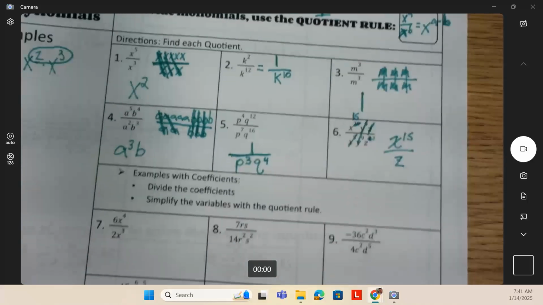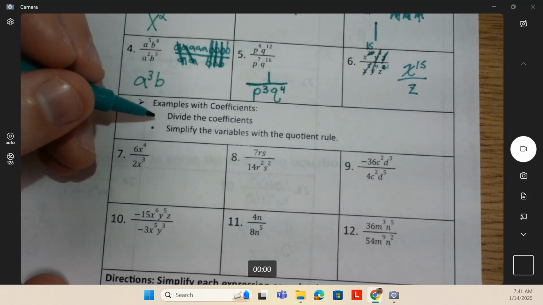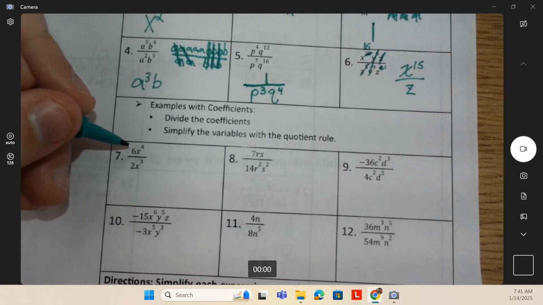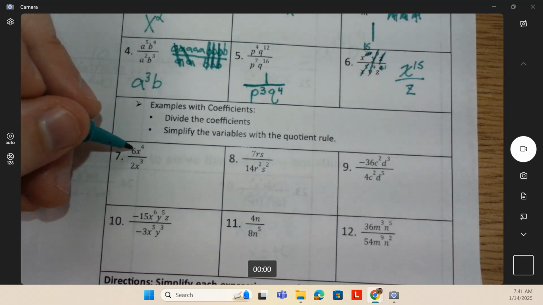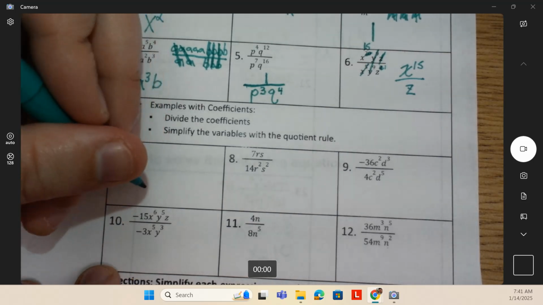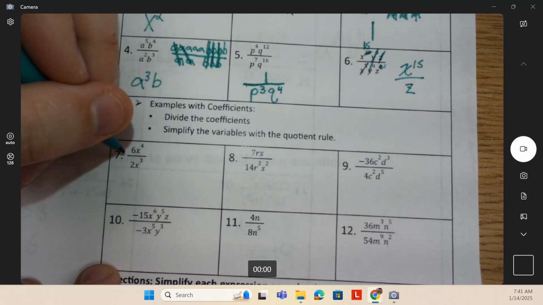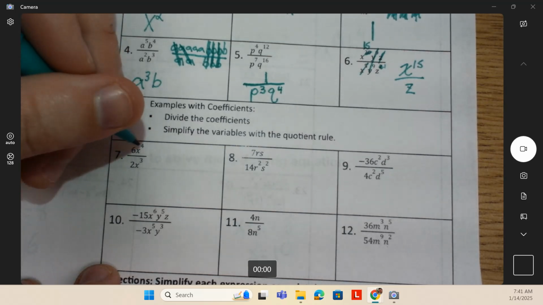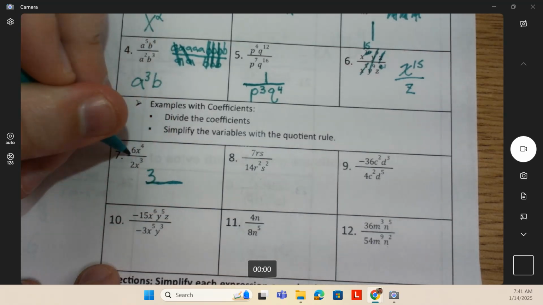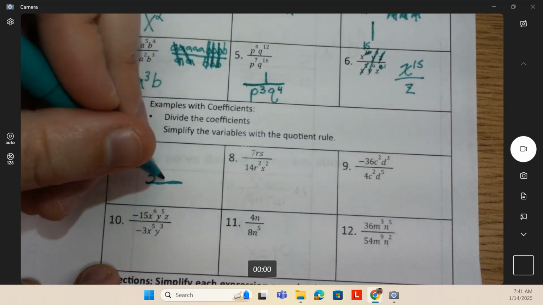And then you'll have some that have numbers as well. So when you're looking at those, just like we multiplied coefficients before, you're going to divide coefficients. So I would do 6 divided by 2 to start out with, which would give me 3. And again, we could say, well, 6 divided by 2 is 3. The larger one's on top. So as I'm doing this, that would be a 3 on top. And I say 4 minus 3 just gives me 1x.